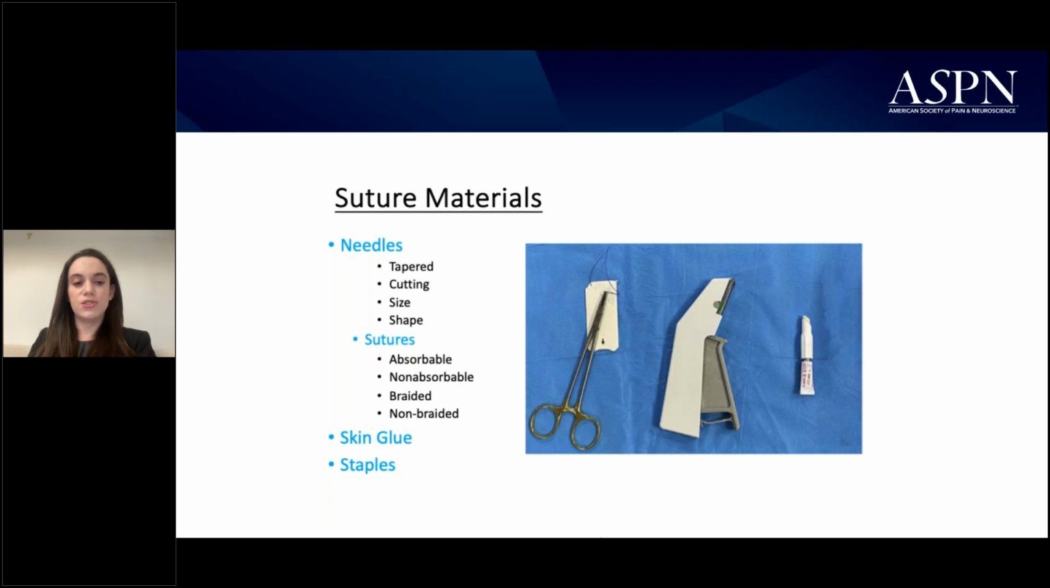And here are listed suture materials, including needles, sutures, skin glue, and staples, which we'll go into a little more detail on in the following slides. Next slide, please.